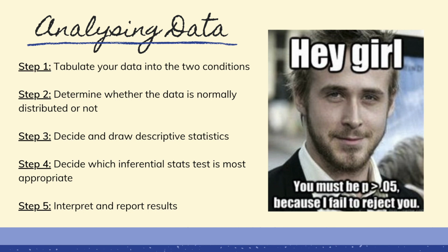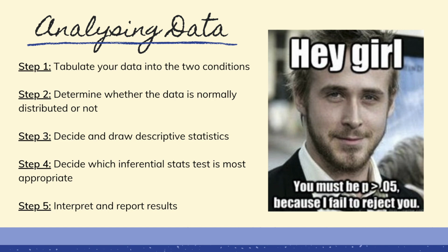So after you have tabulated your data, you have to determine whether your data is normally distributed or not, because that will help you decide your descriptive statistics and your inferential statistics as well. Once you have found out your normal distribution, you can go ahead and use Excel for your descriptive statistics, including the graph. And then after that, you need to decide which inferential statistic test is the most appropriate for your data. Once you have conducted all of that, that is when you can interpret and report your results in your IA analysis section.